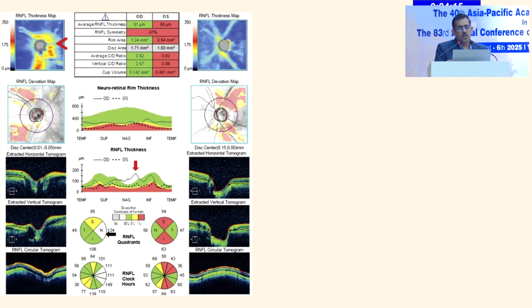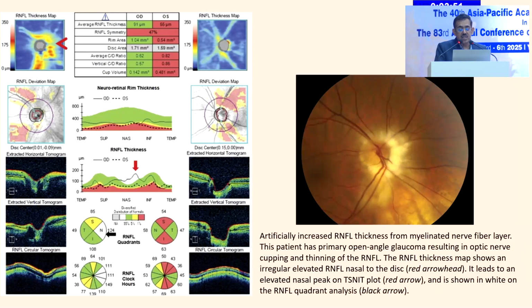The vice versa is also true. Sometimes a glaucoma patient may be missed because of green color. Over here, both the eyes are glaucomatous, but the right eye is showing normal and the left eye is showing a lot of red colors of glaucoma significance. If we see the fundus, there is a myelinated nerve fiber which is actually masking the glaucoma because it has artificially increased the RNFL thickness. That is why it is in the white color.